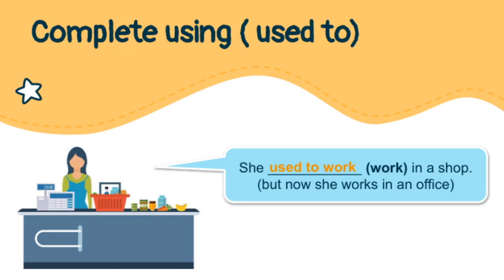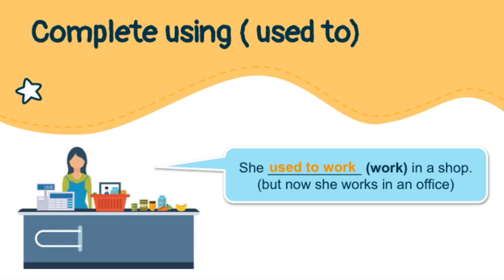Today, I want to talk about a common way to describe past habits or routines. On this slide, we see the phrase used to work. This is a very useful expression when we want to talk about something that was true in the past but is no longer the case now. For example, in the sentence, she work in a shop, we need to fill in the blank with the correct form. Since we're talking about a past habit, we use used to followed by the base form of the verb, which is work. So the complete sentence becomes, she used to work in a shop.